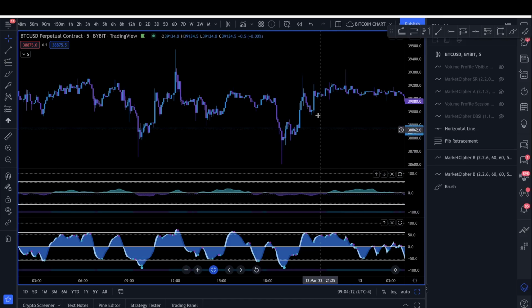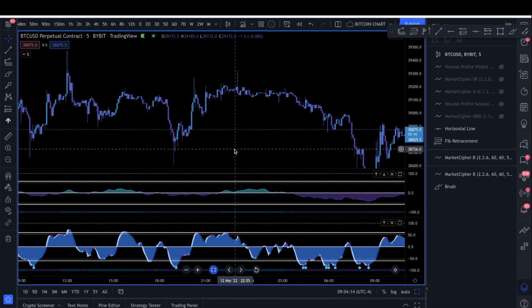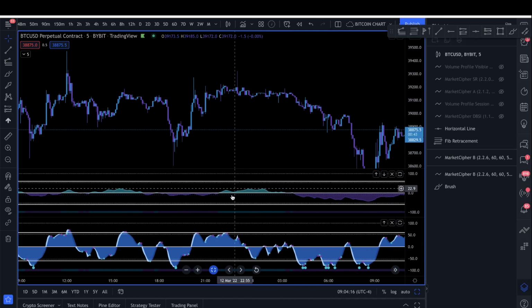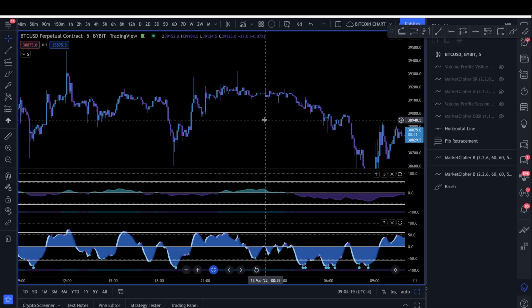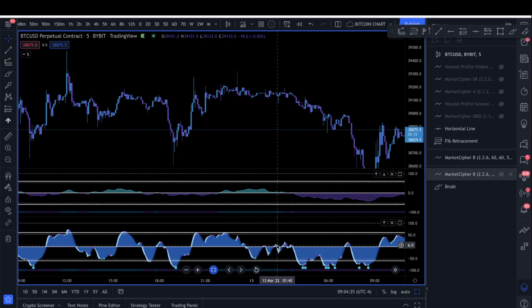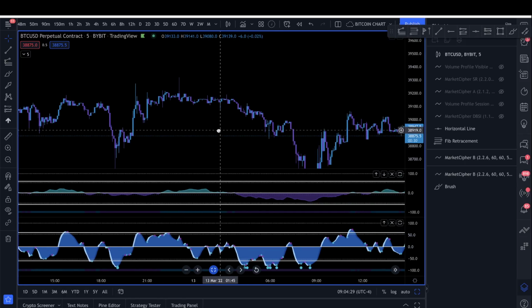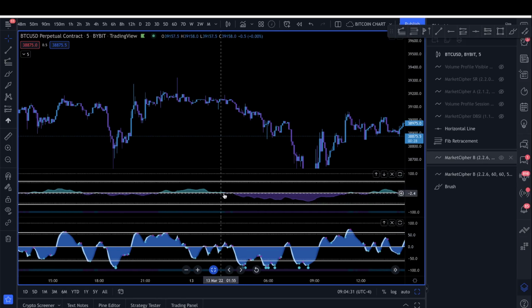Let's see. Where would have been our next trade? Honestly, would have been this right here. We have this tight red trigger wave after printing the anchor over here. And this one would have been really nice. We could see money flow clearly coming down.